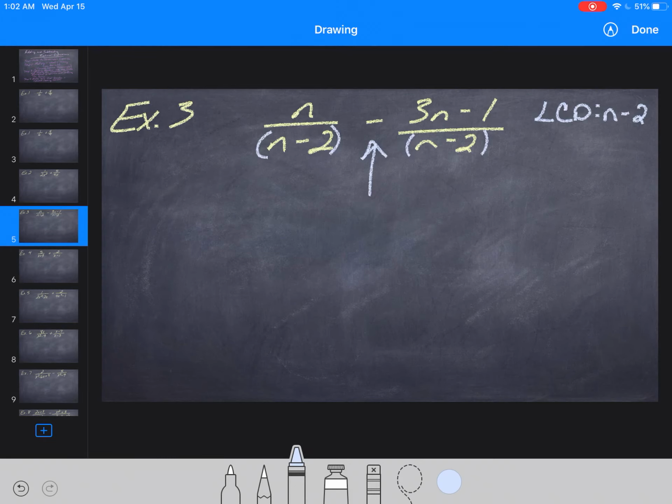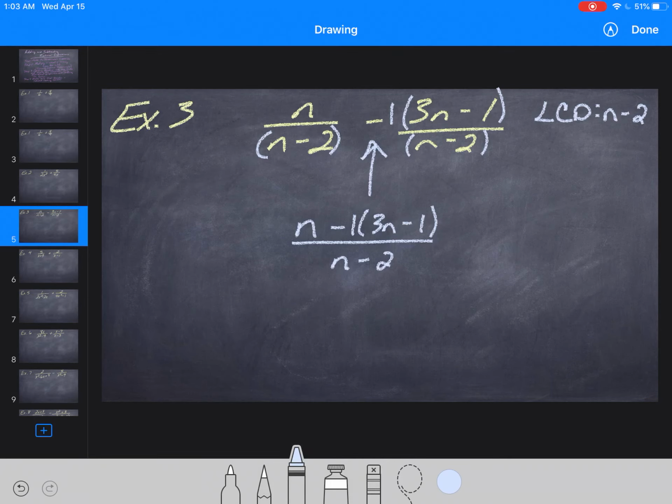Anytime there is a subtraction sign, your second numerator must have parentheses around it in order for you to distribute the -1 that is in front of that parentheses, because there is an imaginary -1 that must be distributed to the second numerator. So I would end up with n minus parentheses 3n minus 1 close parentheses all over n minus 2. And I see this imaginary -1 that's in front of my parentheses.